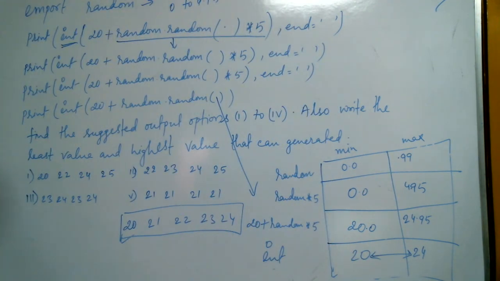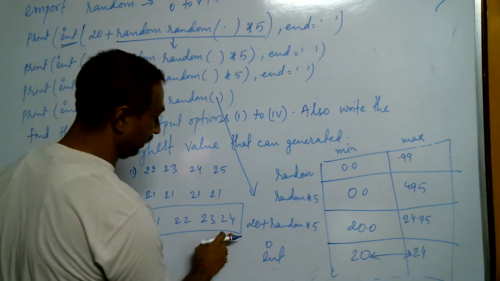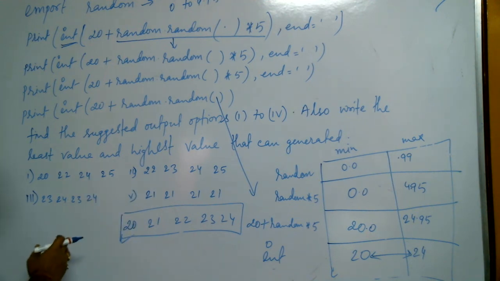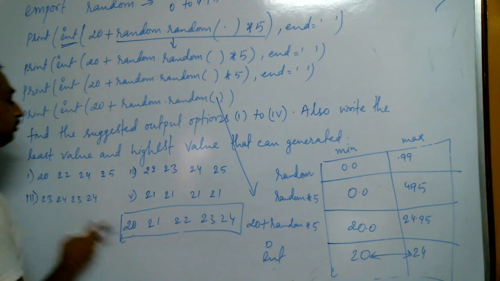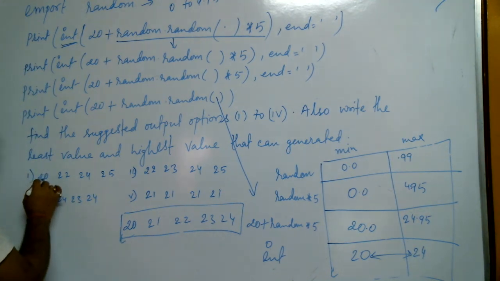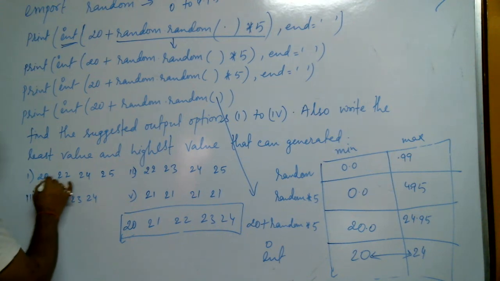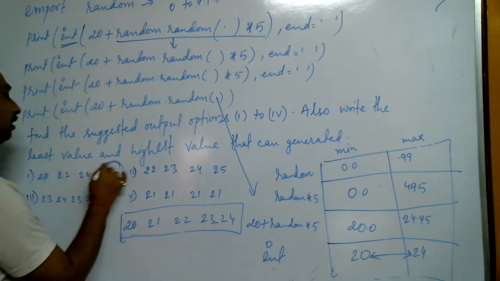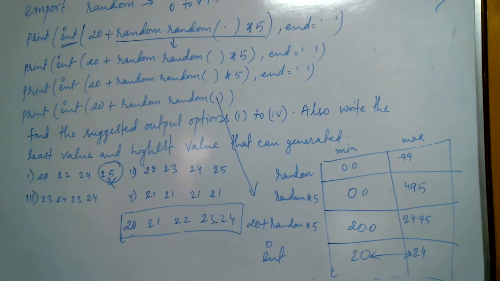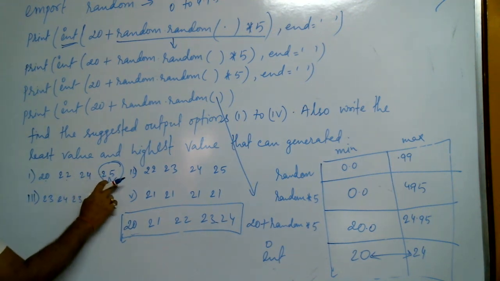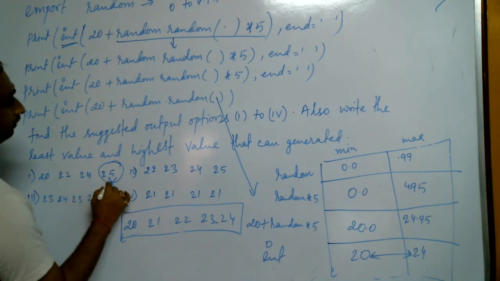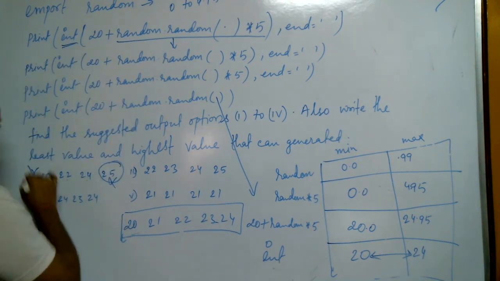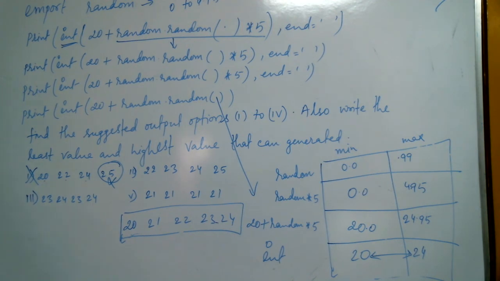Then now come to the output. These are the probable values returned by the function and they are going to the print statement. So let us match with the answer. When you get the probable values, you only have to match with the answer. In the first answer, the first number is 20, that is acceptable. 22, 24, these all are there in the list, but 25 is not there in the list. This cannot be generated by this function, so this output cannot be accepted.